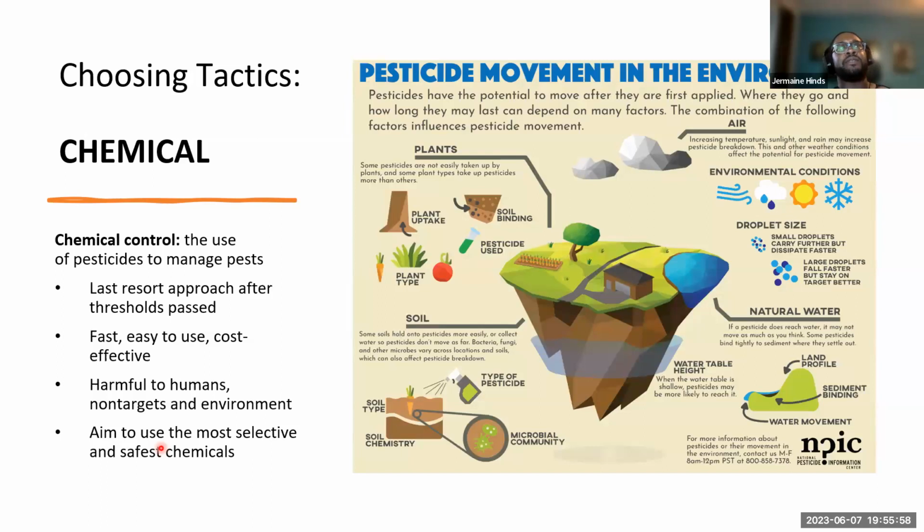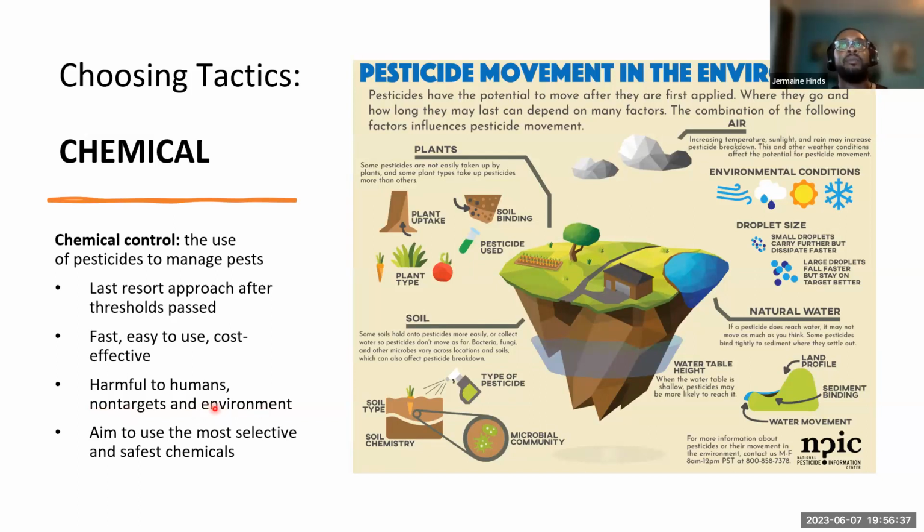And so, after biocontrol, we have the last type of control tactics, and that's the chemical. And so chemical control is the use of pesticides to manage pests. This is the last resort after all the other different kinds of control tactics. Chemicals are generally fast, easy to use, and relatively cheaper compared to the labor and equipment of cultural and biocontrol. Chemical controls can be harmful to humans, non-target species like birds, pollinators, bees, and things like that in the environment.